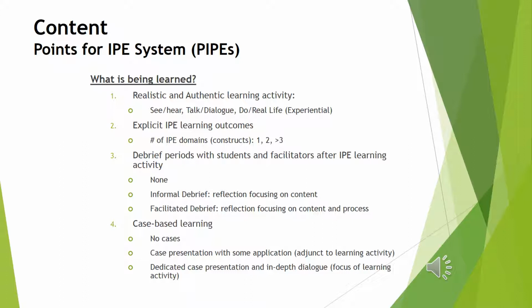So if there were no debrief periods, the Likert scale would use a score of 0. If there were an informal debrief period, perhaps the students were encouraged to reflect, but it wasn't a guided reflection, they would get somewhere in the midpoint score. But if there were facilitated debriefs and actual discussions being held amongst the students and the students were interacting, then the point system would allow for maximum points.